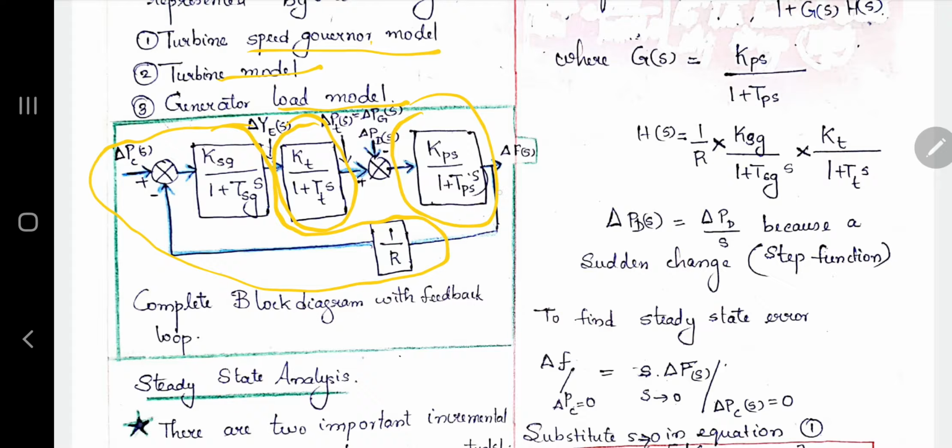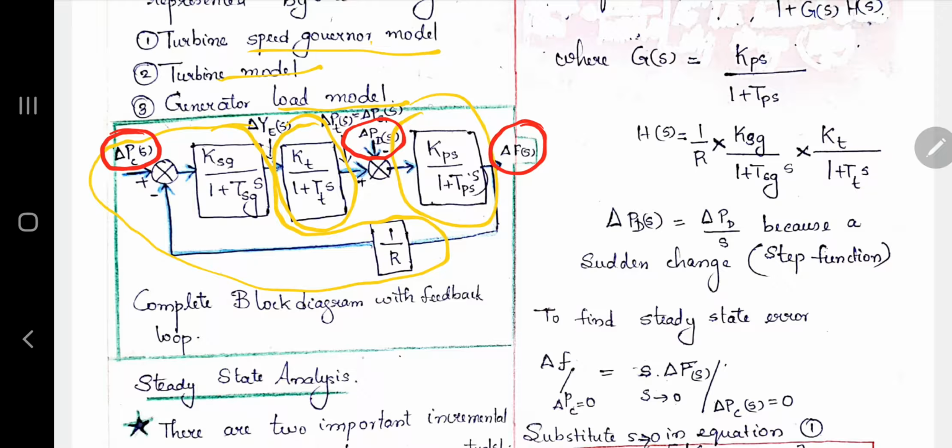One more thing you have to notice: delta f of s is the output of the system, and there are two inputs to the system, delta PC of s and delta PD of s. Delta f of s means the change in frequency, because of the two inputs. What is delta PC of s? Due to the change in the speed changer, there is a change in the output power of the turbine. That is represented as the commanded power, incremental commanded power delta PC of s. What is delta PD of s? It is the increment in the load demand, which we represent as delta PD of s.